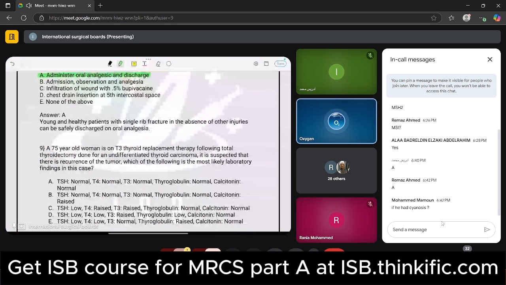A 75-year-old woman is on T3 thyroid replacement therapy following total thyroidectomy done for an undifferentiated thyroid carcinoma. It is suspected that there is recurrence of the tumor. Which of the following is the most likely lab findings? So TSH normal, T4 normal, T3 normal, and calcitonin normal, and then various options with TSH low and T4 low or raised, T3 raised.